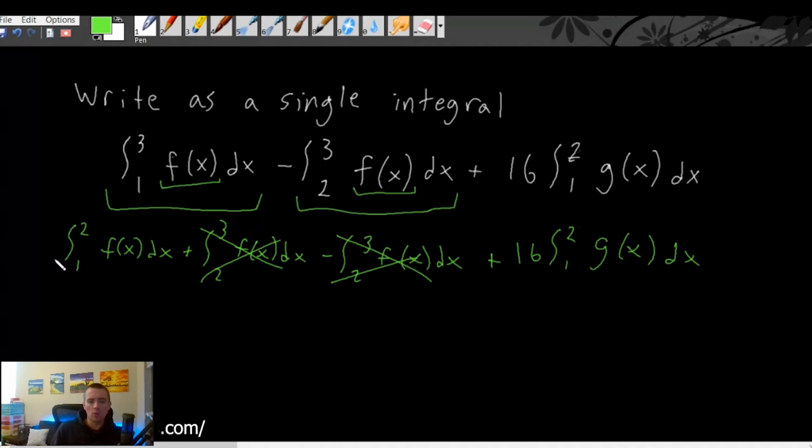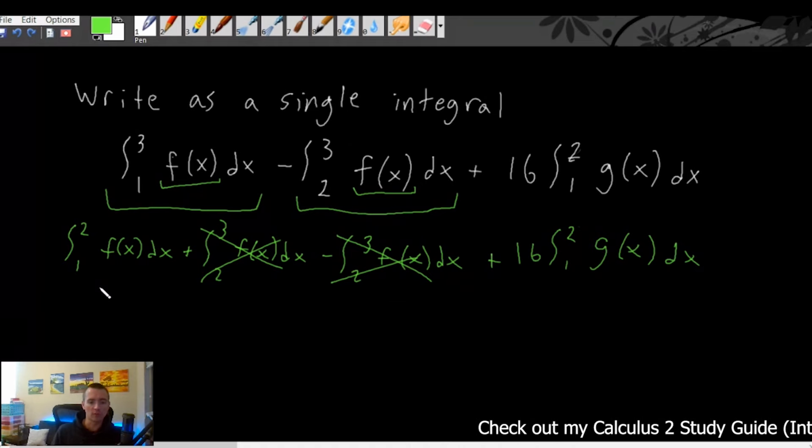One thing to notice, first of all, is the bounds of this integral over here are the same as the bounds of this integral over here, which is nice because that should hopefully give us a clue of which integral properties we might be able to use.